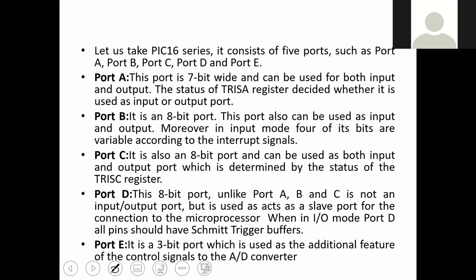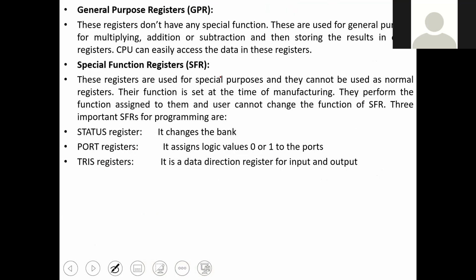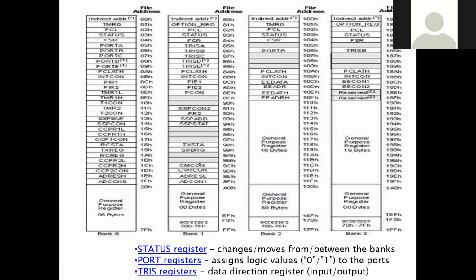So we have seen 3 registers. I think you can see the status register, port register, and TRIS register. The TRIS register is a data direction register for the input output port, and the port register is mainly for assigning 0 and 1 to the ports, whether each will act as an input port or output port. The status register is mainly used to switch over the bank.